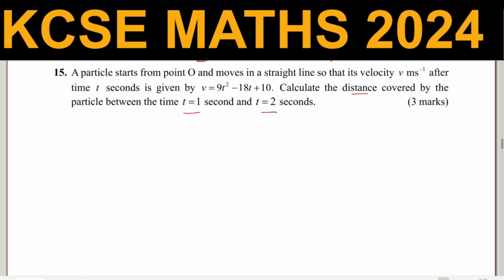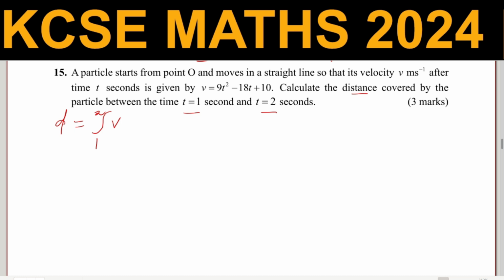Now, one thing that you need to understand is once you're given velocity, to get the displacement or distance, you are going to integrate velocity. So distance, you get it by integrating velocity, and you're going to integrate velocity between these times, from t equals 1 to 2 seconds. So that is what you need to do. So now we integrate velocity to get distance.